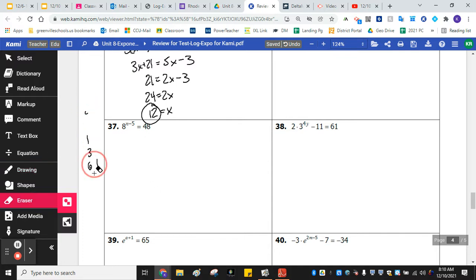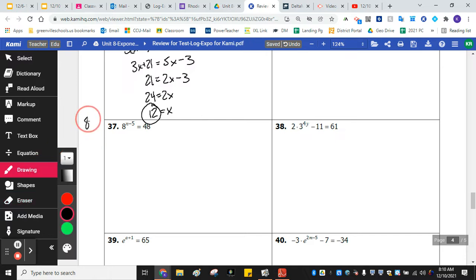Before we do that, we can know at least what the exponent should be around, just so you know your answer is right. 8 to the power 1, 8 to the power 2, it should be closer to 1. So n minus 5 should be closer to 1. But we have to take the log of it. So write in log form: log base 8 of 48 equals n minus 5.